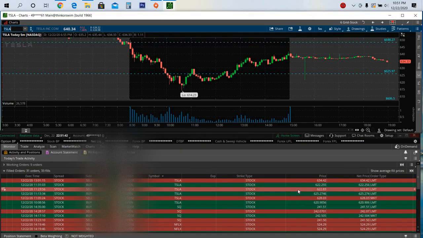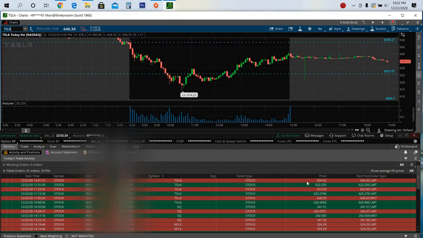But then I realized that I should probably get back in, and I got back in at 622.25. So it was around here. That's where it felt like it had some support here, and I held on to it for a while. It went up, came back down, then went up, and then kept going up.